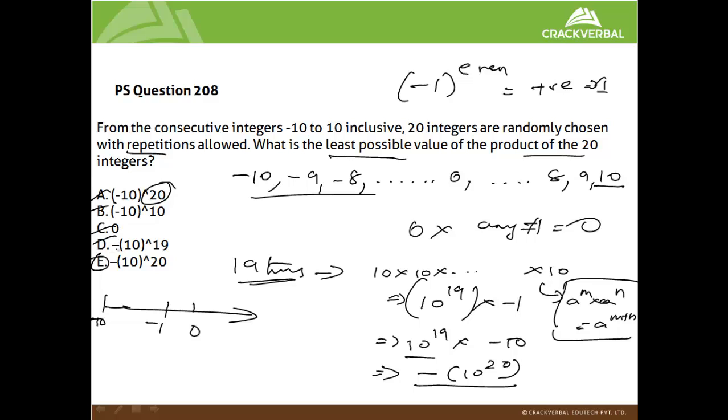You will fall for a trap if you assume 19 positive tens and one number as negative 1, then you will probably end up falling for answer choice D. But the answer has to be E, because minus 10 is further lesser than minus 1. Hope this is clear. The answer has to be E. Thank you.